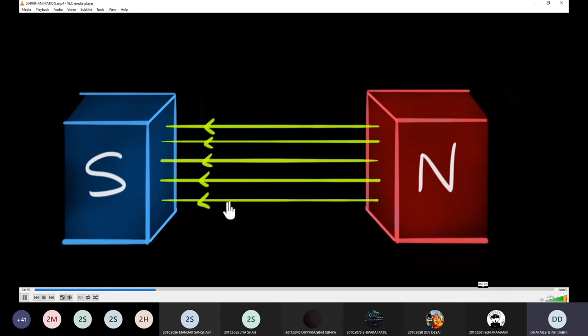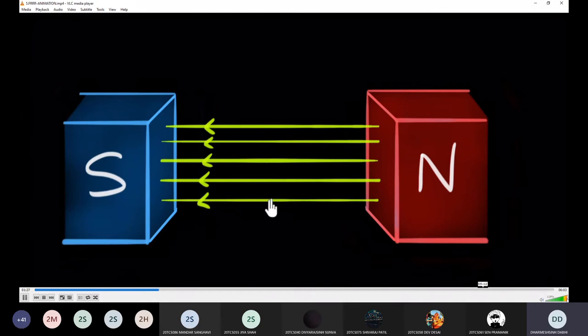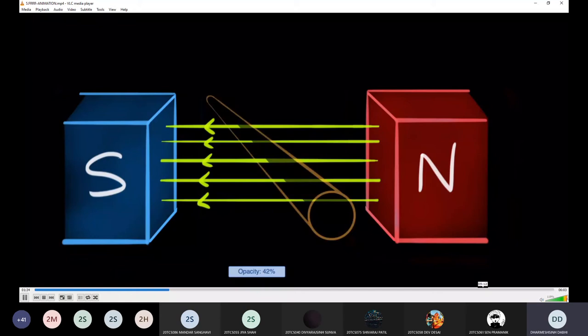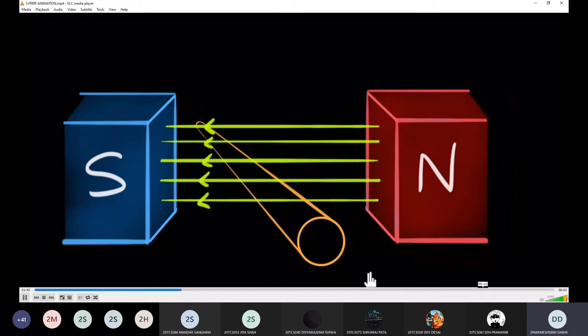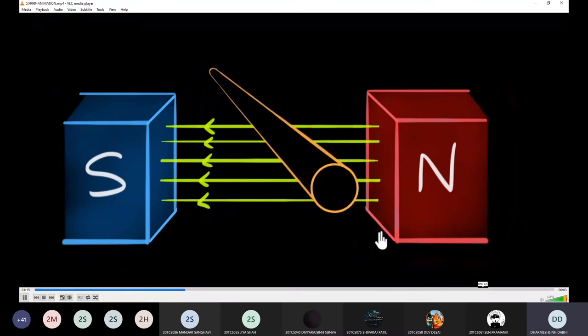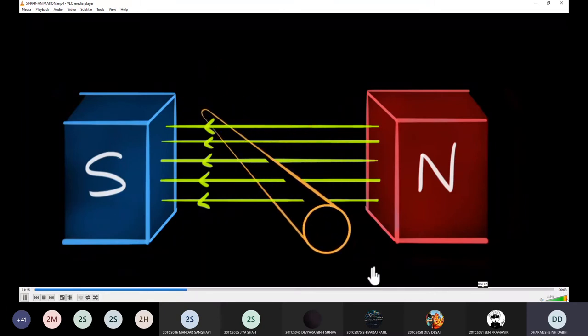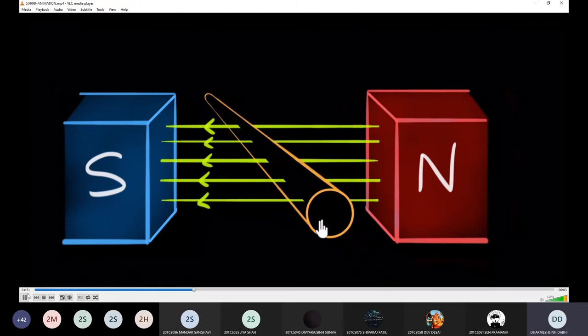And to induce a current, we need a coil. But instead of a coil, we can just move a wire. So let's introduce a wire over here, and we can move this wire up and down like this. As we move this wire, notice it starts cutting the magnetic field. And whenever it does that, an electric current will be induced in this wire. Of course, assume that this conductor is closed.